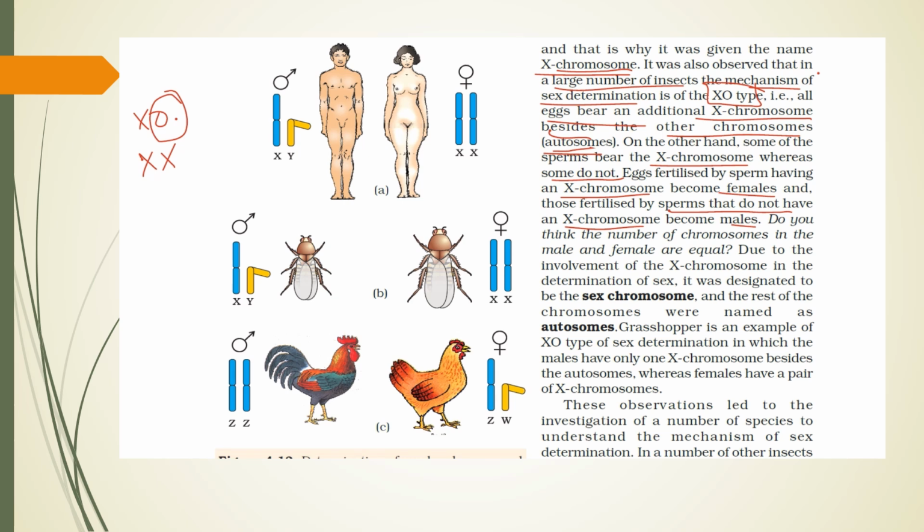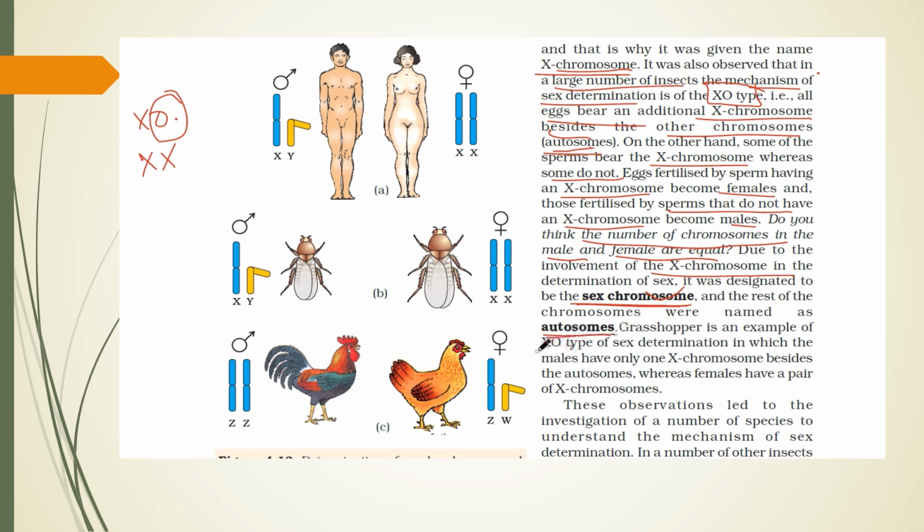So just think a bit. If you have a pencil and a paper, write it down. It is a bit complex mechanism and you need to understand it properly. Once you understand it, it is very clear to you, and whatever type of questions come, you can answer them. So do you think the number of chromosomes in male and female are equal? Due to the involvement of the X chromosome in the determination of sex, the X chromosome is called the sex chromosome, whereas we know that the other chromosomes were named autosomes.